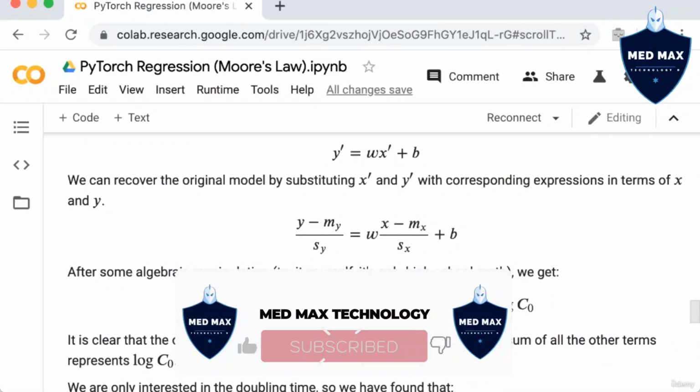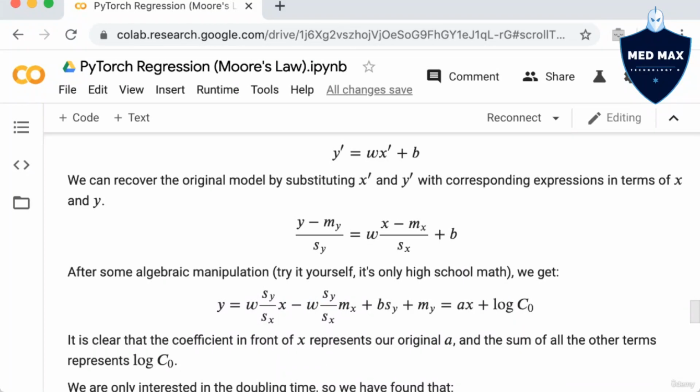So now we have y minus my divided by sy is equal to w times x minus mx divided by sx plus b. You should be able to see intuitively that this is still a linear equation. After doing some algebraic manipulation, we can isolate y in terms of all the other variables. If you don't understand how we got to this step, I would strongly recommend trying this on paper by yourself. What we can see is that there is one term involving x and three other terms not involving x.